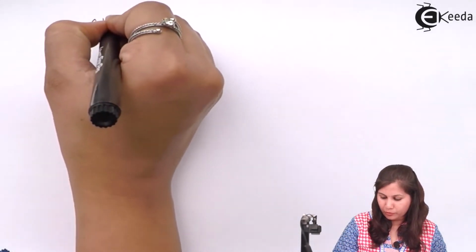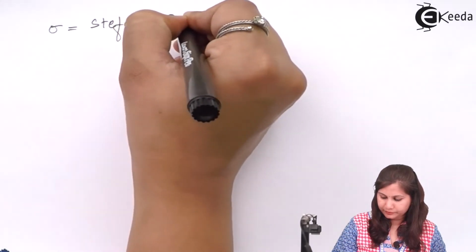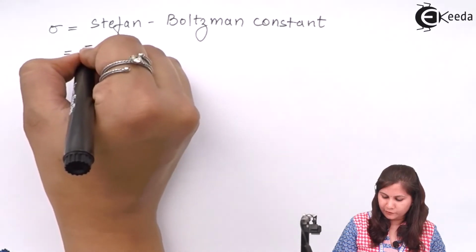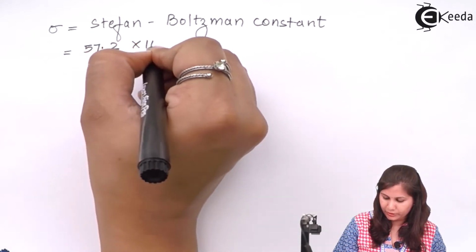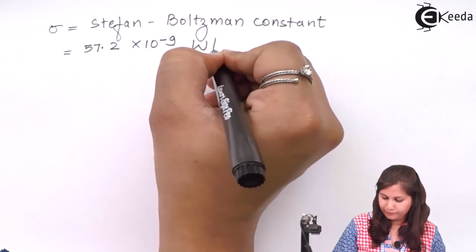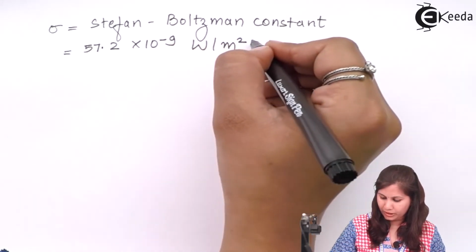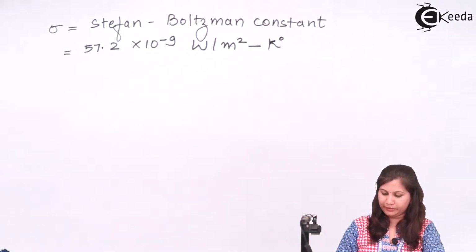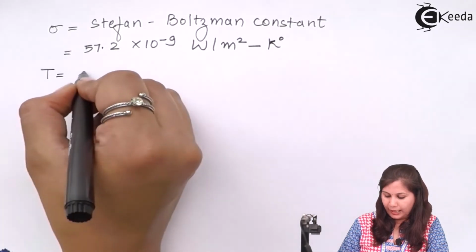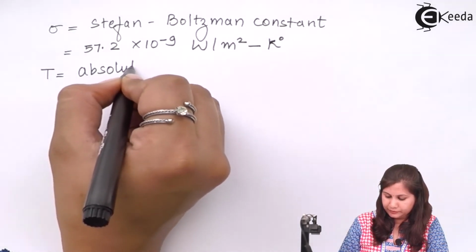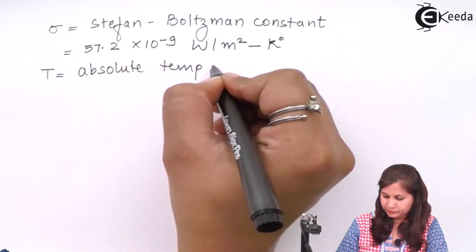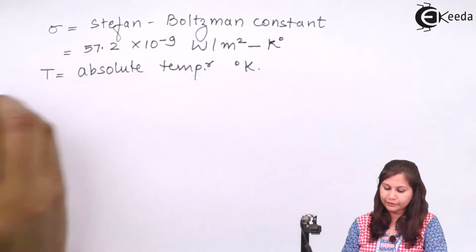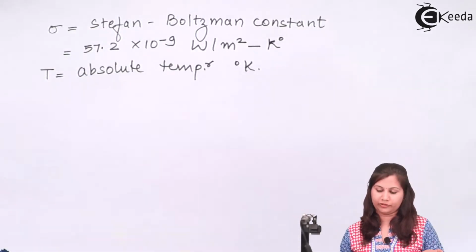Sigma was Stephen Boltzmann constant, and the value of this is 57.2 into 10 raised to the power minus 9 watts per meter square degrees Kelvin. Then T is the absolute temperature in degrees Kelvin. Okay. And QB was the total energy radiated.